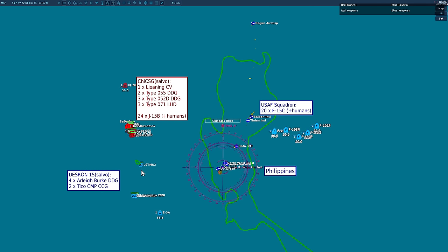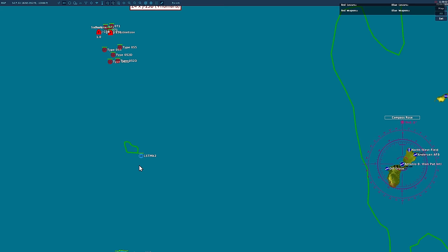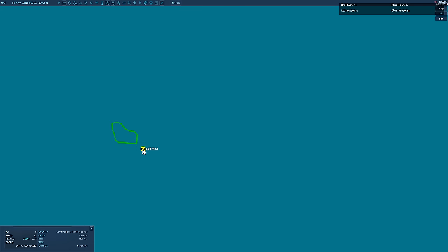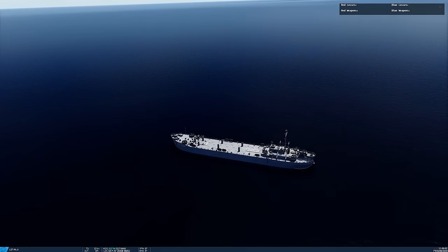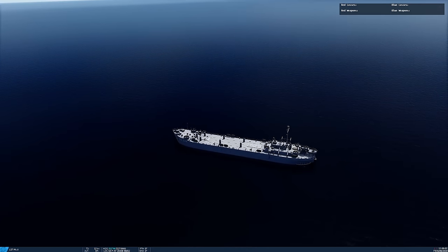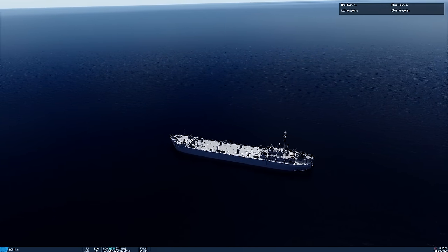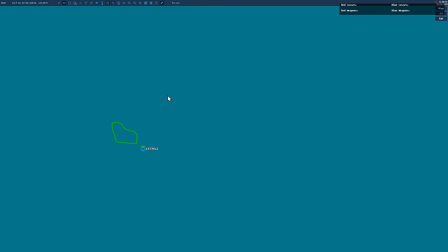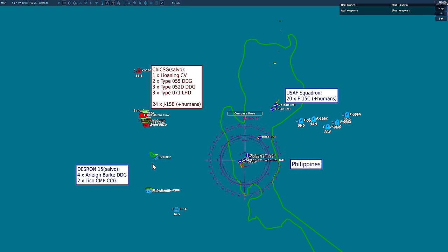Otherwise, one more thing I've added. Grump insisted that I add an old ship of the Philippines Navy to ram itself into the atoll, which is a few miles in front of it, like they did on the Second Thomas Shoal. And so they're going to do that. Guys, I'm going to unpause in 3, 2, 1, go.